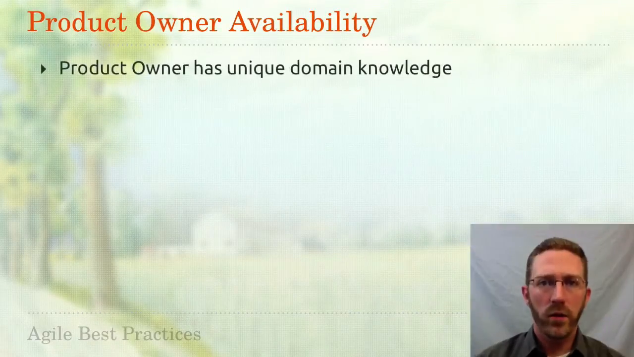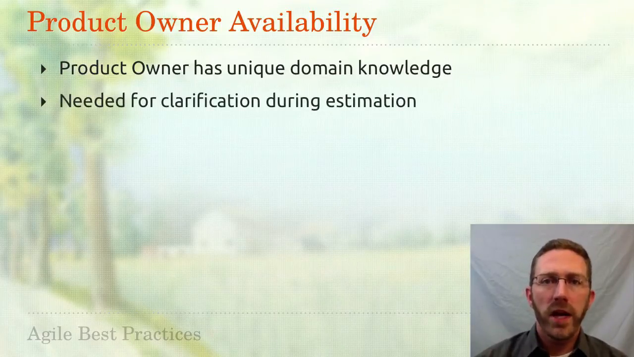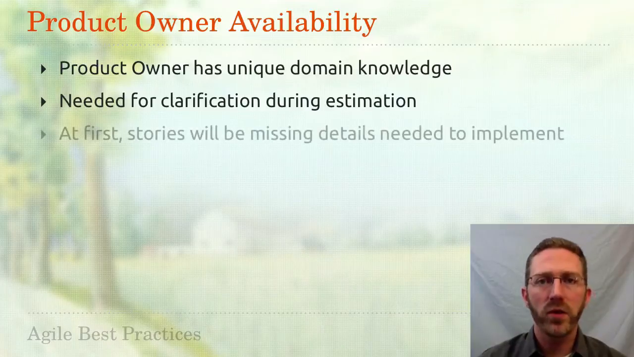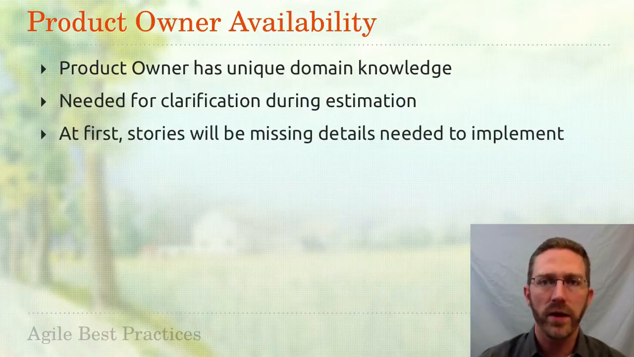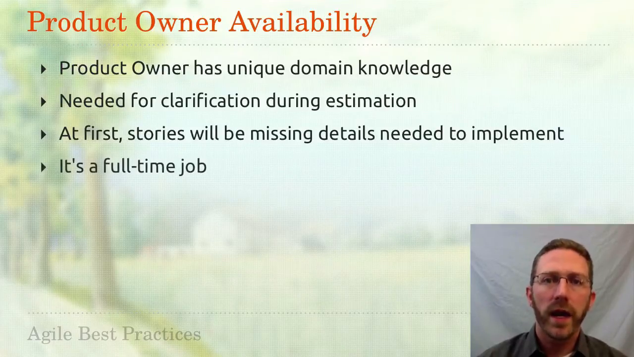Your team's product owner was selected for that role because they have unique knowledge about the domain you're working in. Maybe they've worked more with your customers in the past, maybe they've been a customer themselves at some point. That's why they're needed to be on hand during estimation to offer clarification about the acceptance criteria for a story. And at first, stories won't have sufficient acceptance criteria to implement them. They need to be able to answer developer questions about that as well. It's really a full-time job, and unless your product owner has been given sufficient time to devote to their role, quality is going to suffer.